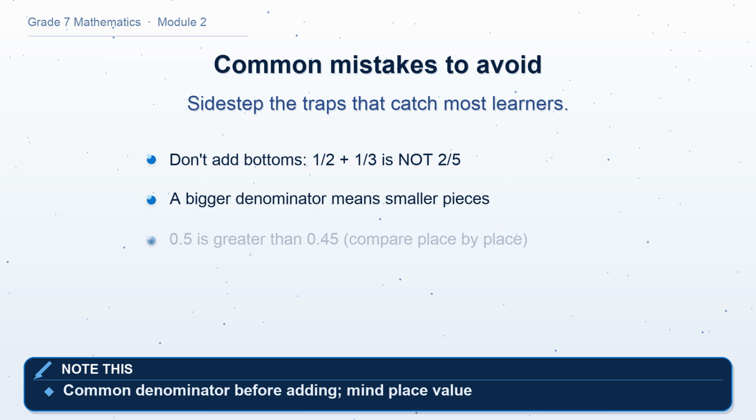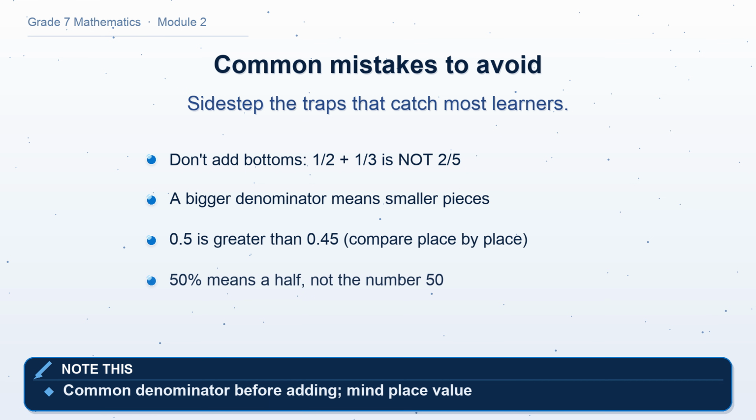Third, when comparing decimals, work place by place. 0.5 is greater than 0.45. And finally, a percentage is a part of 100, so 50% means 1/2, not the whole number 50. Keep these in mind and your working will stay accurate.